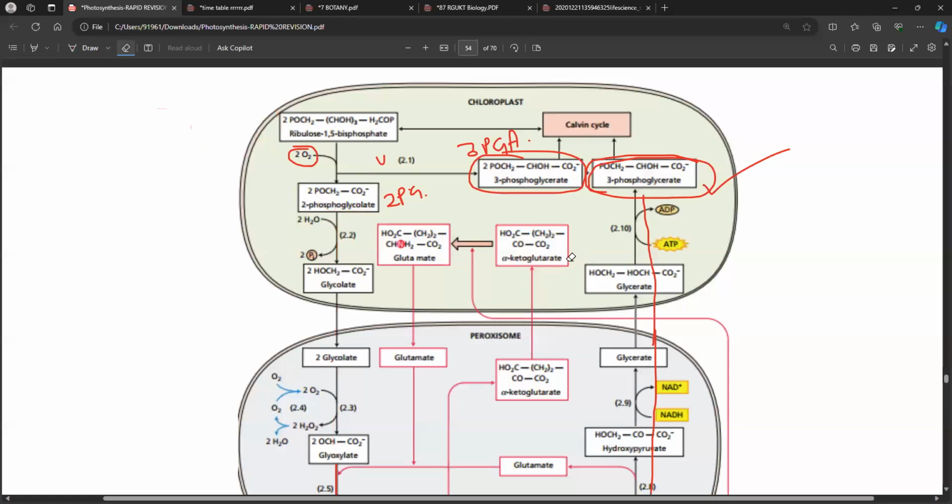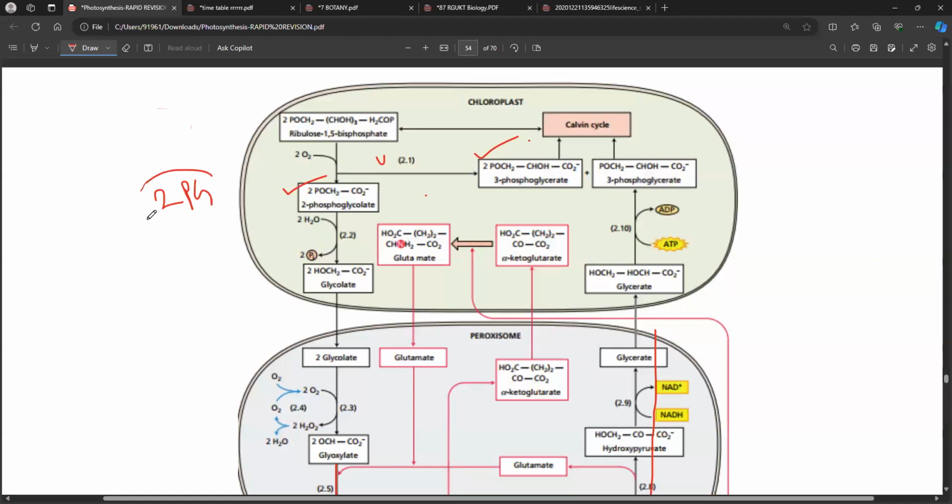Please don't get confused with that particular point. Easy to understand, not at all difficult. Now focus, try to understand me correctly. So I have produced one molecule of 3-PGA. I have produced one molecule of 2-phosphoglycolate.